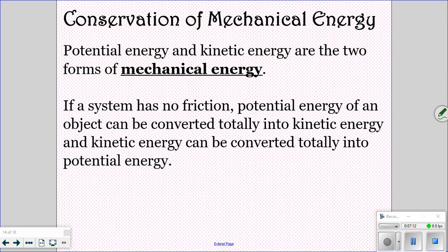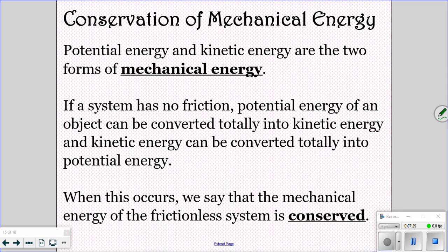If you have a system that has no friction, potential energy can be converted totally into kinetic energy, and kinetic energy can be converted totally into potential energy. So that means that they are basically equal to each other, or able to be equal to each other. When this occurs, we say that the mechanical energy of the frictionless system is conserved, because you don't lose any energy in a frictionless system.